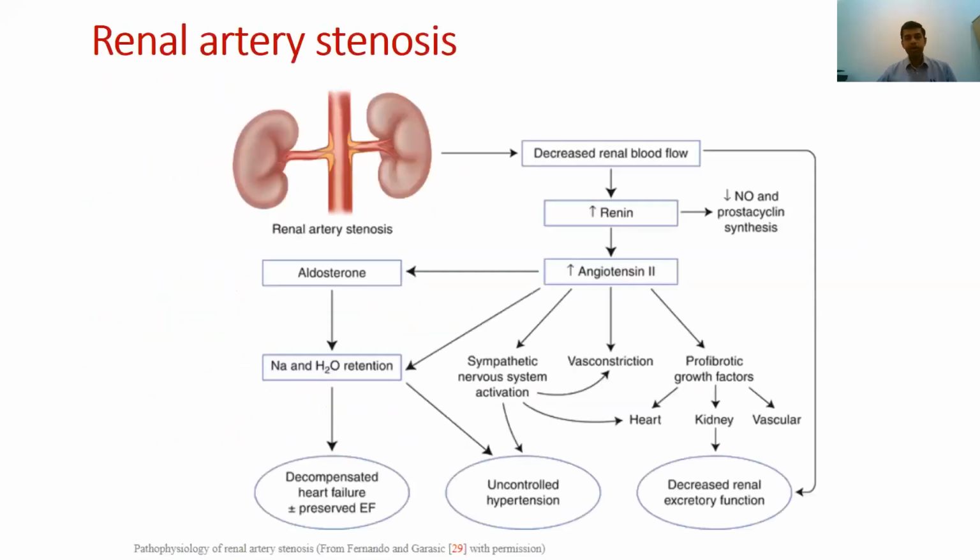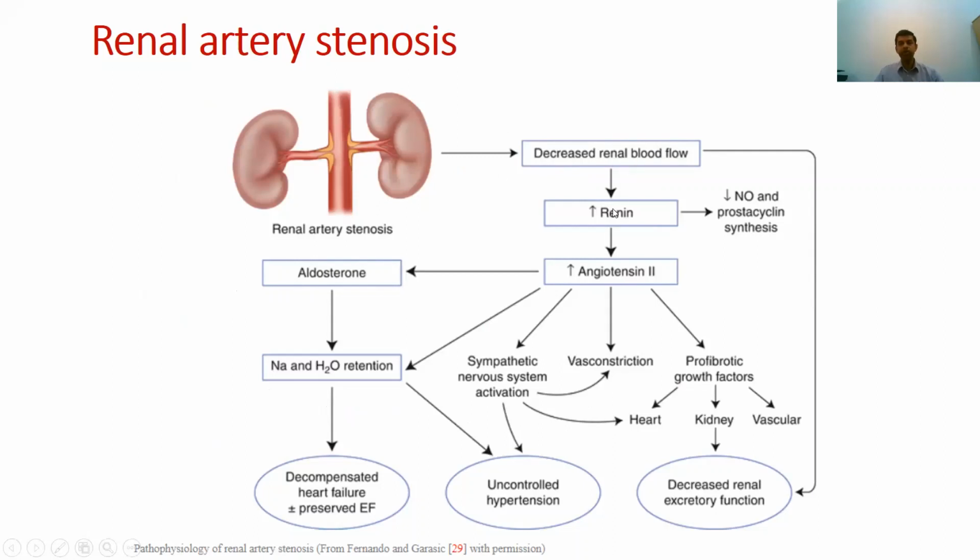When we talk about secondary hypertension, renal artery stenosis is one of those conditions which you need to know a little bit about because it gets tested in your exam. What happens with renal artery stenosis is there is a stenosis of the renal artery which will result in a reduction in the renal blood flow distal to it.